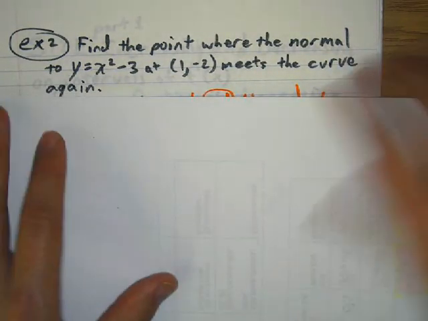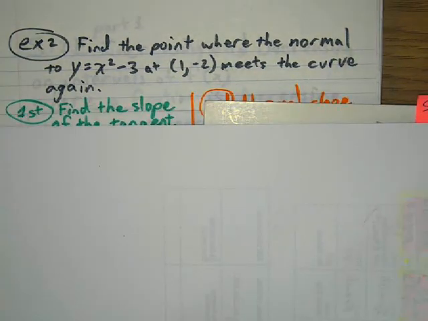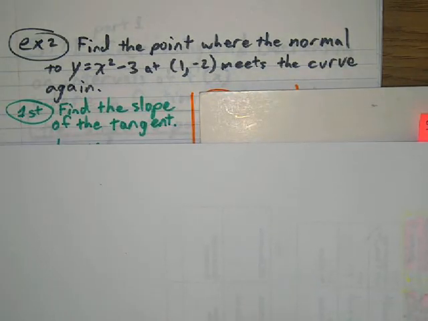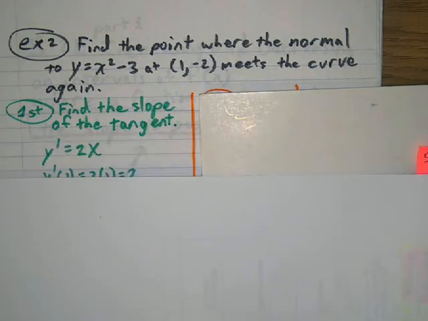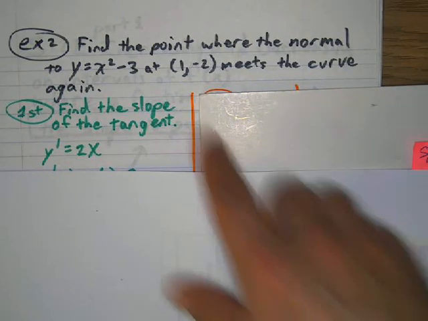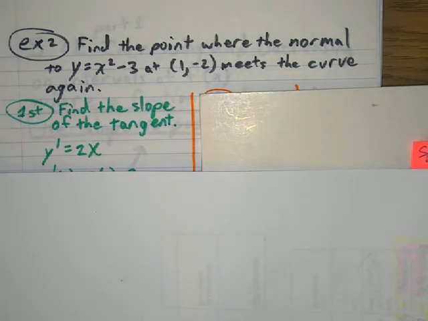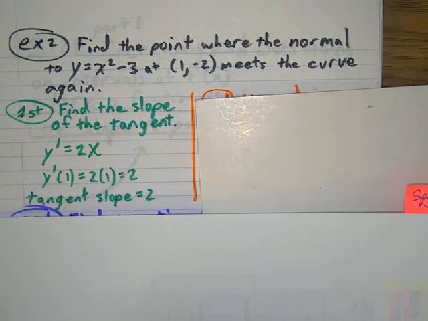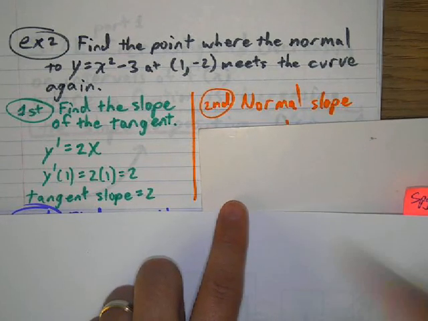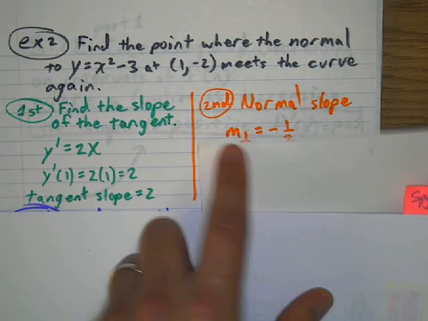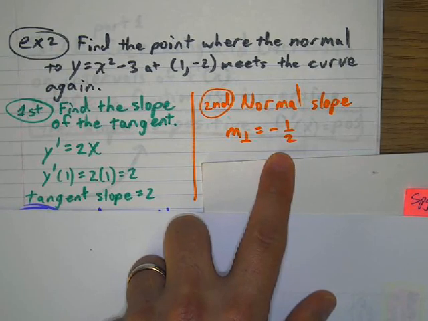Okay, so first thing I need to find the slope of the tangent. So I'm going to find the derivative, which is going to be 2x, and then I'm going to plug in 1 in place of x. So then I'm going to get a tangent slope of 2. Now the normal slope is going to be the opposite sign of the reciprocal, so my normal slope is going to be negative 1/2.